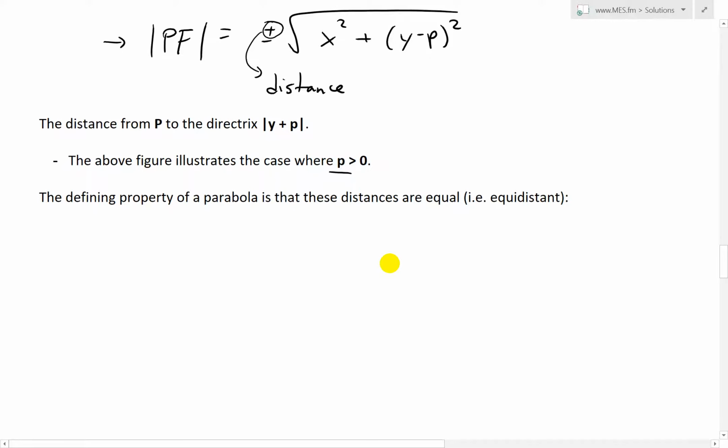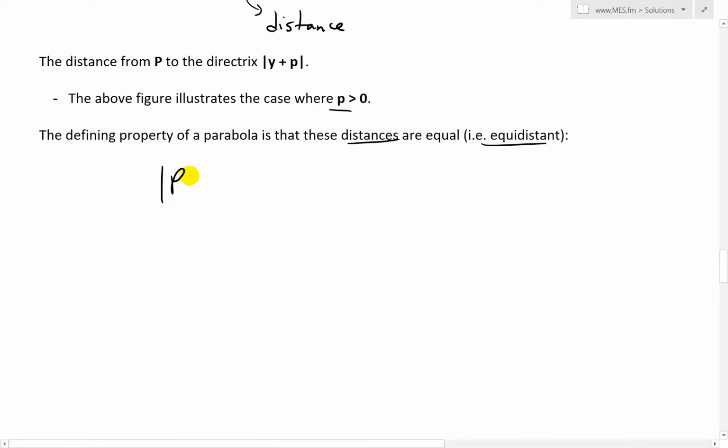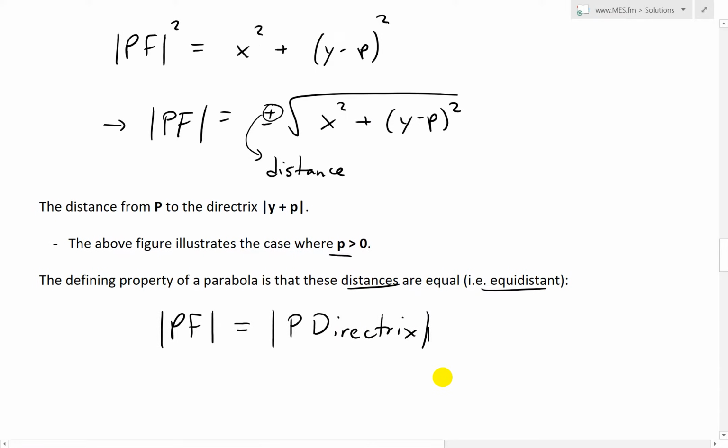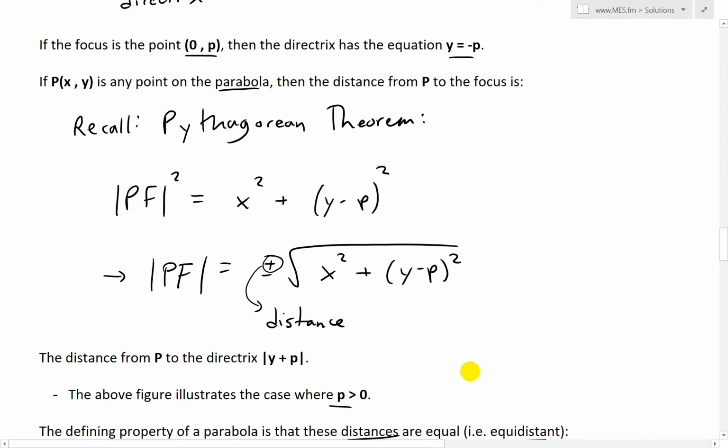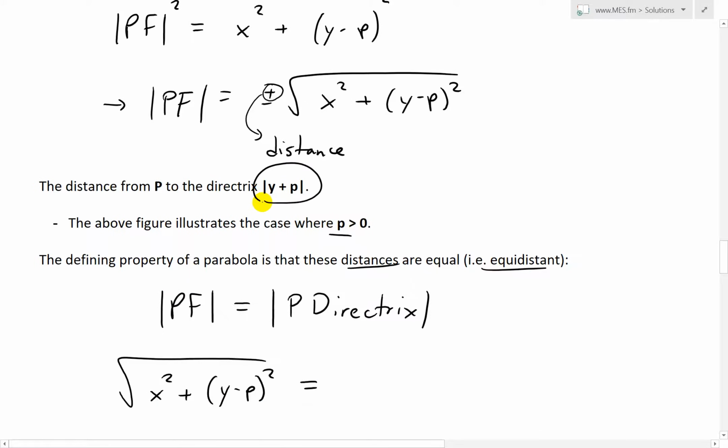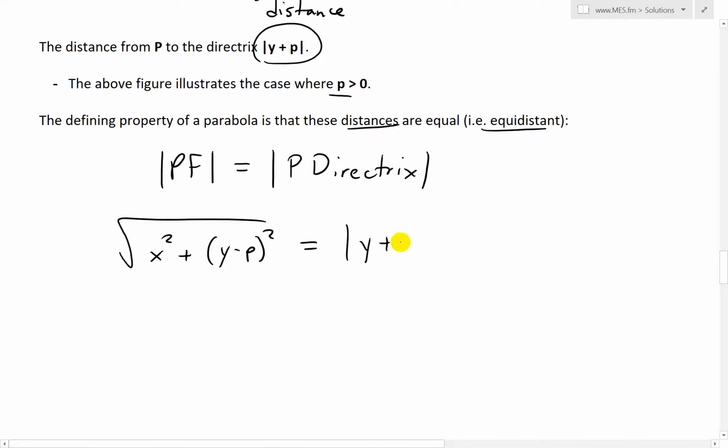Now, the defining property of a parabola is that these distances, the distance from the directrix and the distance from the focus, are equal, that is, equidistant. So what we have is that the distance from P to F equals the distance from P to the directrix. Thus we have the square root of x squared plus y minus P squared equals the distance right here, y plus P, the absolute value of y plus P.